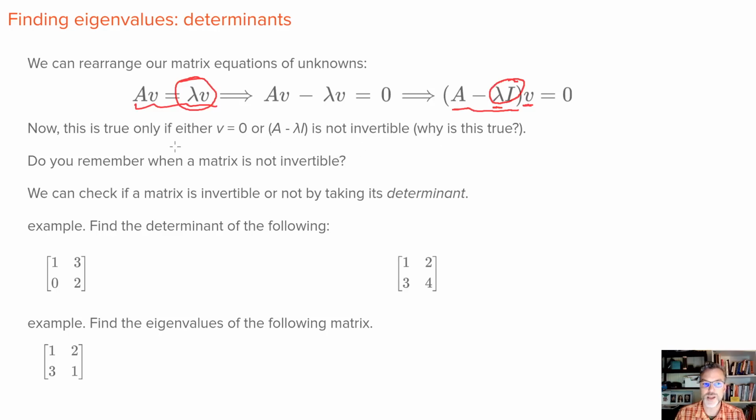So now, this equation is true when either part of that product is 0. In this case, that means that this is not invertible. And that's something that we can revisit in a little bit.